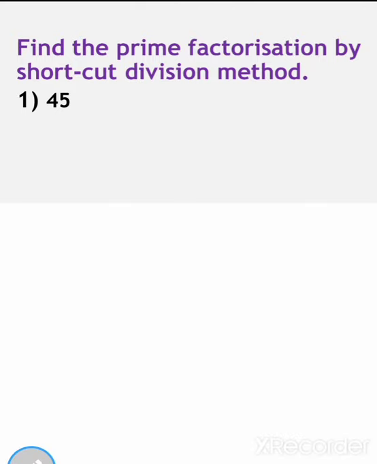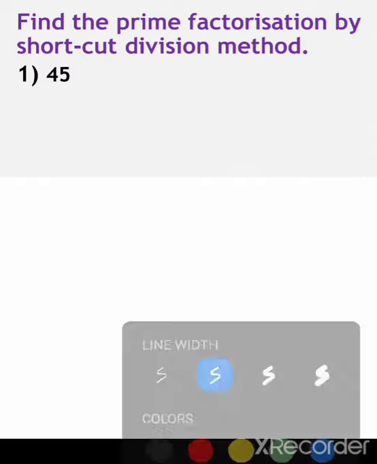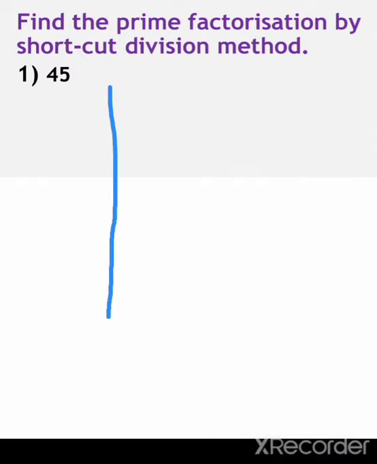Now we will see how to find the prime factors of the given number by using the shortcut division method. For this method we have to make a column like this. The way will be the same. I will go in ascending order. I'm going to check from 2 to 9.